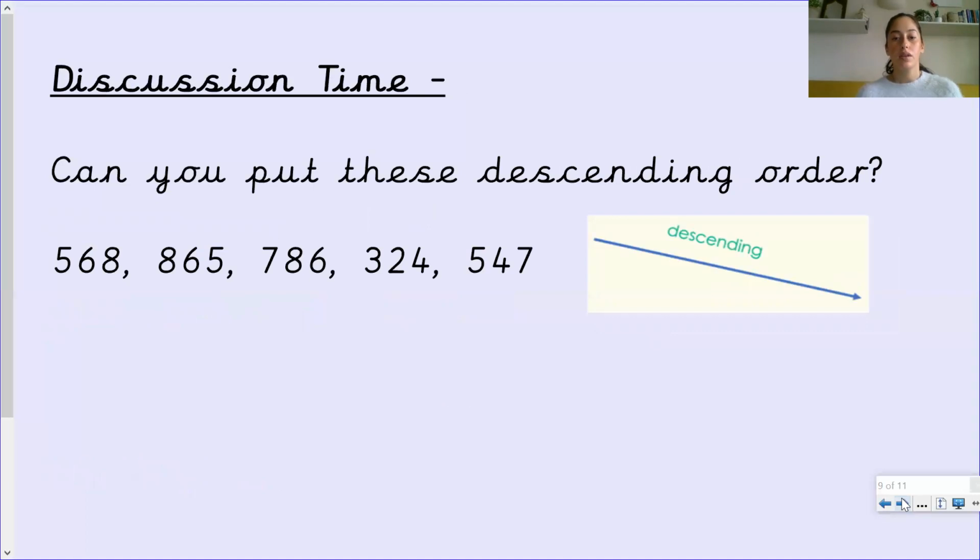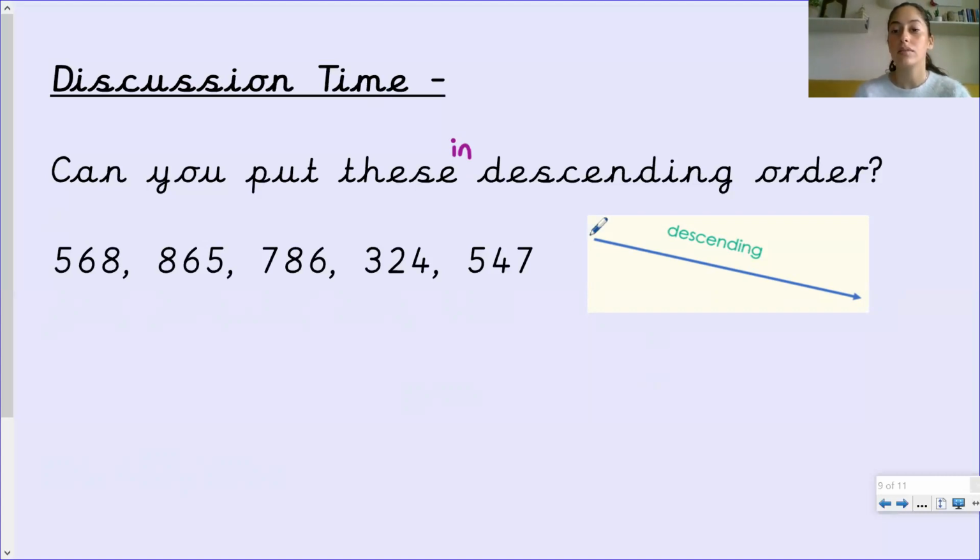Again here, use this diagram to help you. Can you put these in descending order? In descending order. Pause the video and have a go at completing this. Play the video when you're ready.